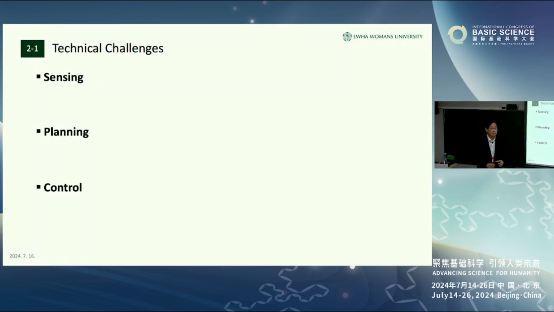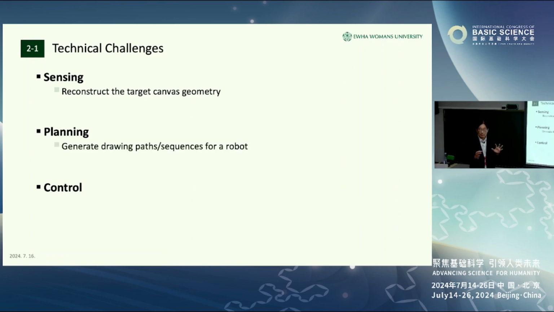Now, to create this kind of system, we have to address typical challenges encountered in robotics problems, which include sensing, planning, and control. These are very typical problems dealt with in the robotics area. In our case, for the sensing problem, we have to reconstruct the target physical canvas so that we can draw something on that target surface. We have to reconstruct the canvas geometry.